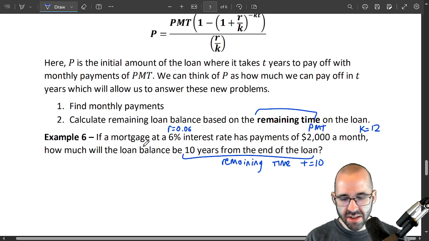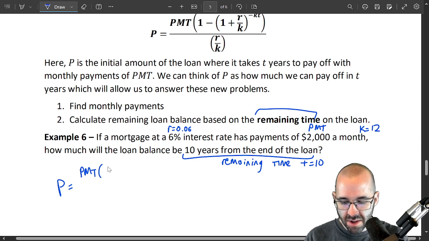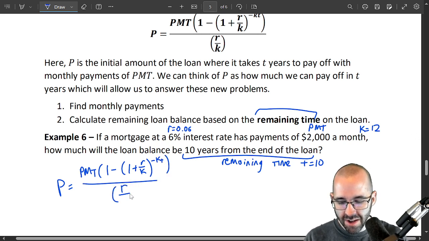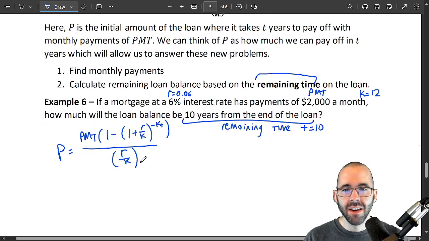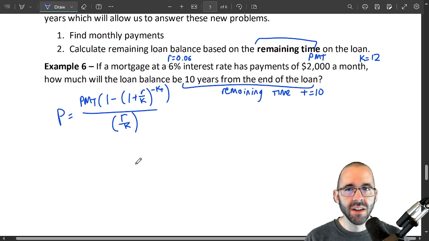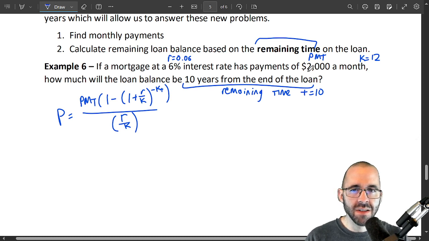Well, it's basically just setting it up the same way. The loan balance will be our payments times 1 minus 1 plus R over K. I'm getting sick of writing this, but it's helpful. Just the same formula here. Step 1 was to find our monthly payments. This one told us our monthly payments.